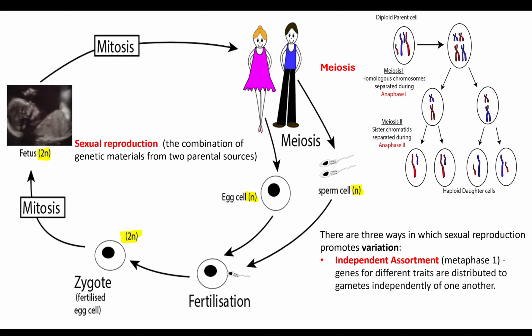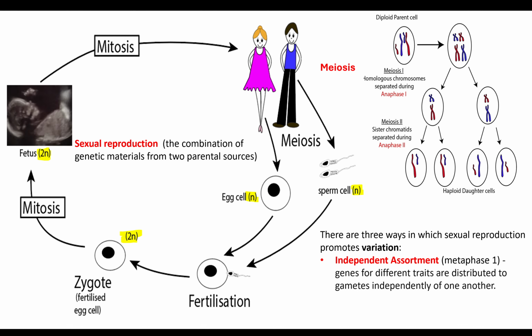So independent assortment, the way in which the chromosomes line up in metaphase 1, will have a part to play in the way that they are distributed in the gametes. They distribute themselves independently of one another. So that's the first way in which sexual reproduction will promote variation. We need meiosis to occur to produce our haploid cells.